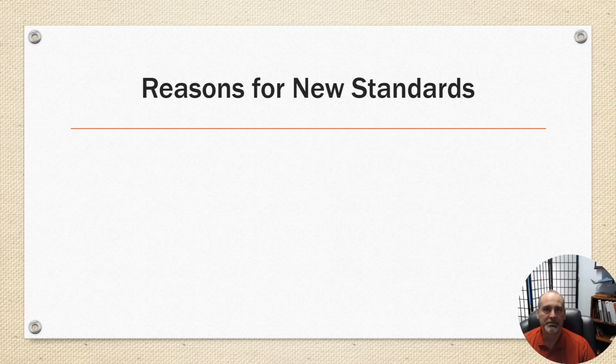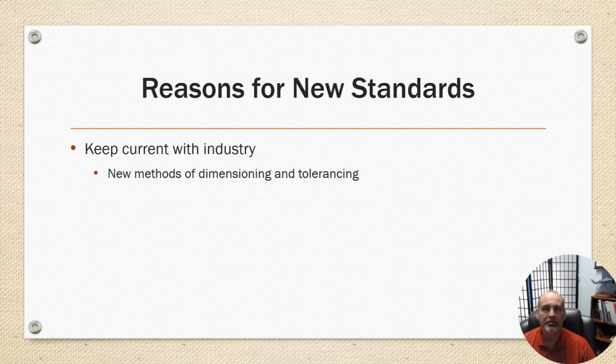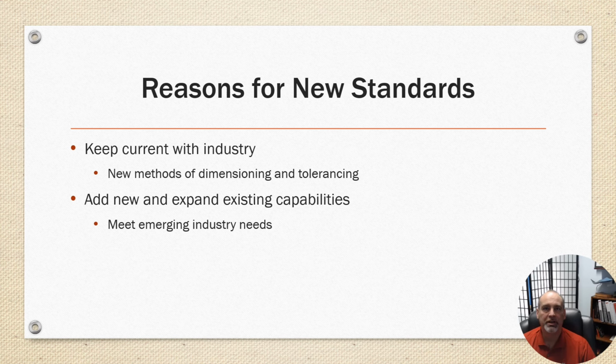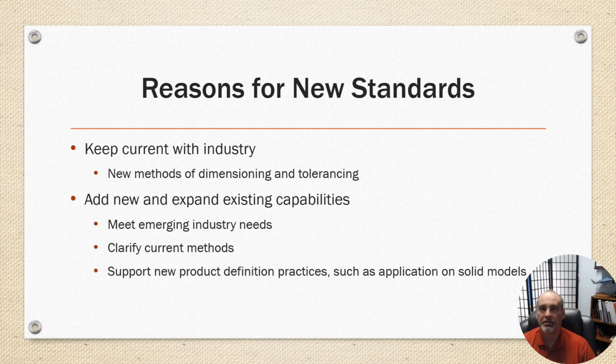Okay, the reasons for new standards. One is to keep current with industry standards, new methods of dimensioning and tolerancing, to add new and expanding existing capabilities, to meet emerging industry needs, like additive manufacturing, which was added as a standard in its entirety, to clarify current methods, and to support product definition practices such as applications on solid models, which is still kind of in its infancy, and to remove obsolete methods of definition.